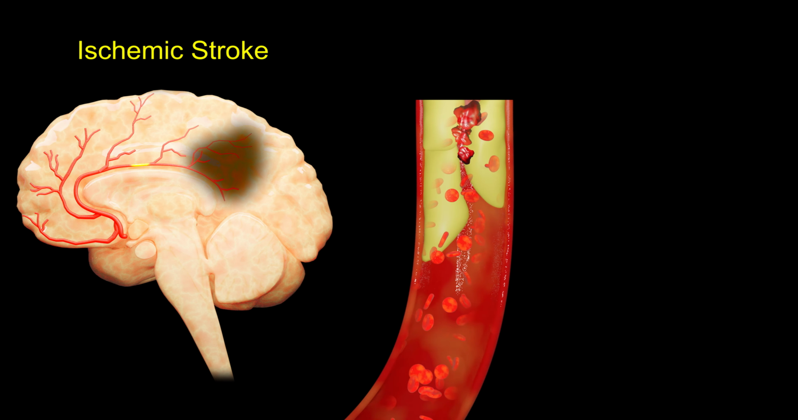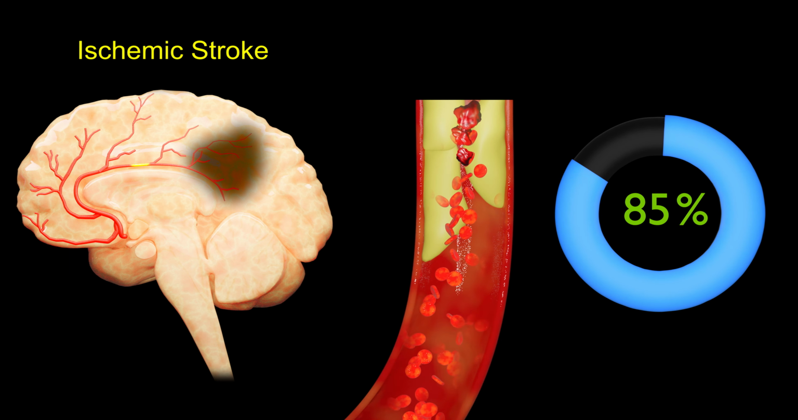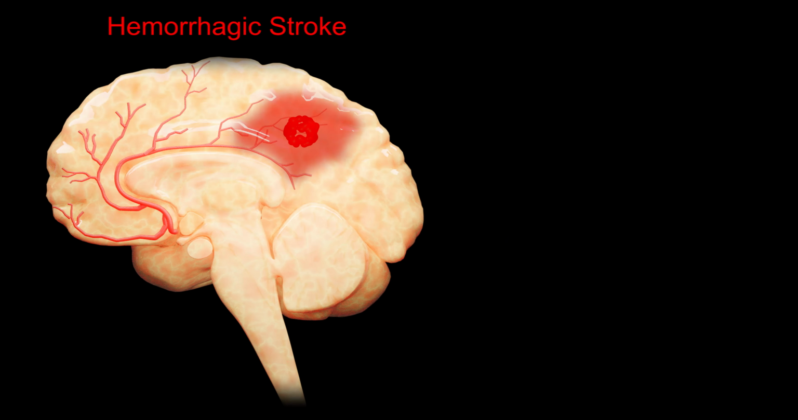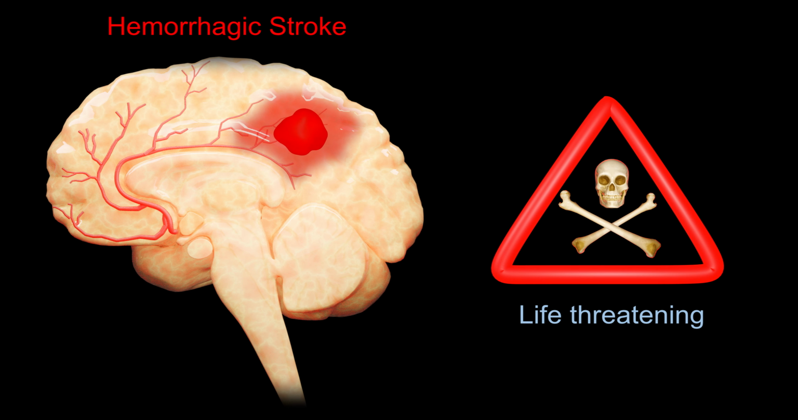An ischemic stroke occurs when a blood clot obstructs an artery or blood vessel supplying blood to the brain. This type accounts for about 85% of all strokes. A hemorrhagic stroke, on the other hand, results from bleeding within the brain when a blood vessel ruptures. Although less common, it can be life-threatening.